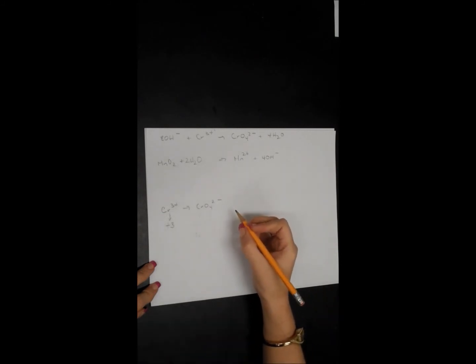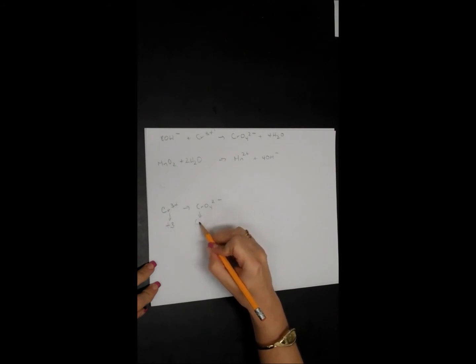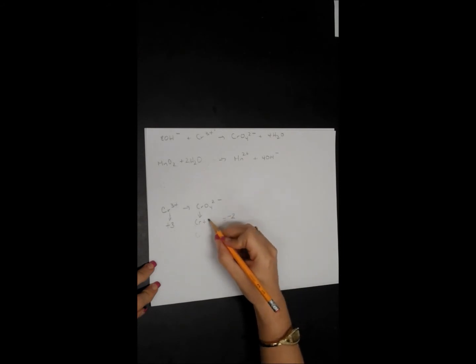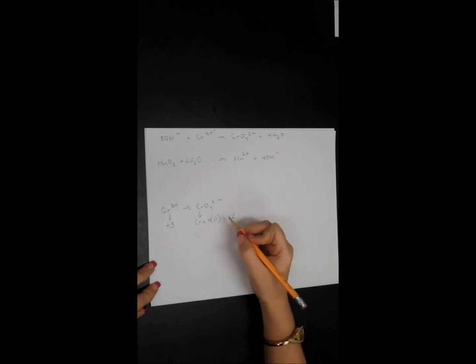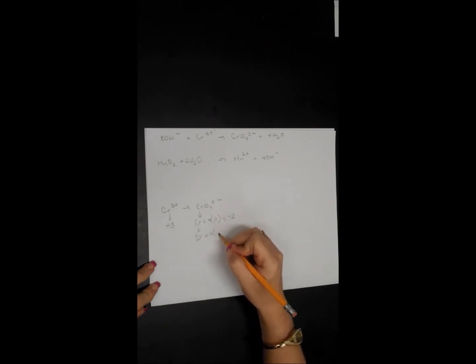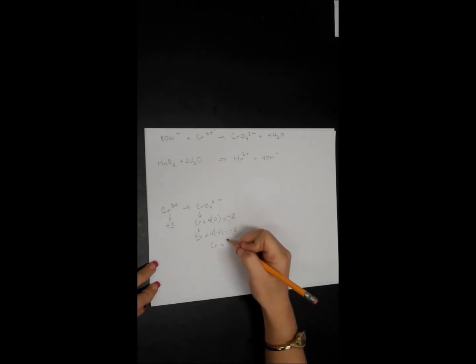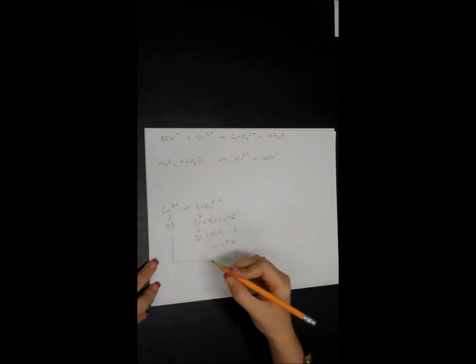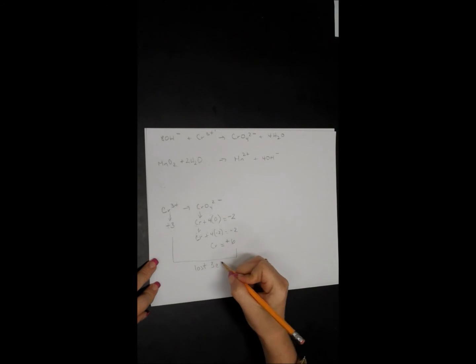So for CrO4 2-, we have to find out the oxidation number for the Cr. The CrO4 2- has a -2 charge, which gives us an overall -2 oxidation number. So Cr plus 4 oxygens equals -2. Since oxygen always has a -2 oxidation number, we see that Cr plus 4 of our -2 oxygens equals -2, giving our Cr a +6 charge. This means that chromium lost 3 electrons, and we show this in our product.